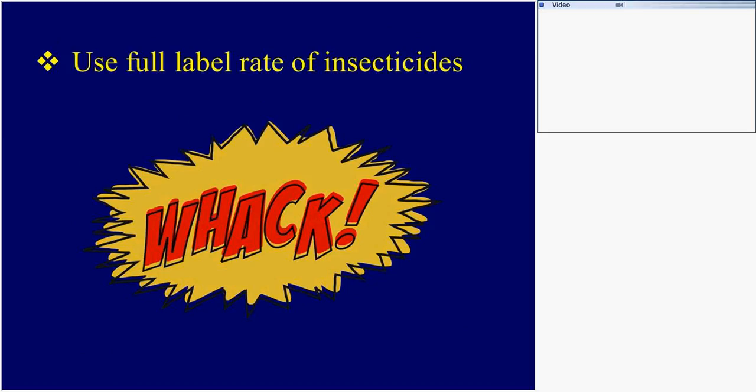Another important thing is you need to use the full label rate of insecticides to whack the pest population real well. And sometimes it feels counterintuitive, because how come if I cut the rate, I reduce the amount of chemical in the environment, I save nature, I save money, and I think that I reduce selection pressure for resistance as well. Unfortunately, that's not true.